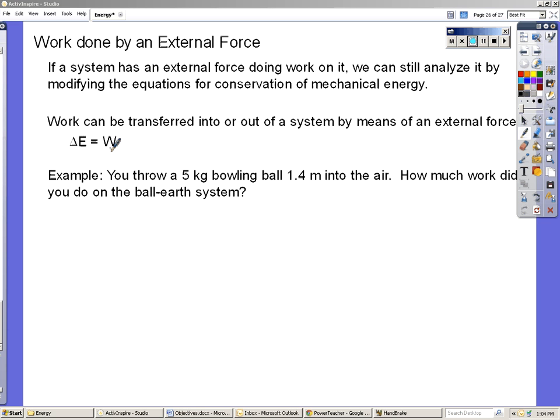So what you're doing, really, is changing the energy of the system. And the change in the energy of the system is the change in the kinetic energy plus the change in the potential energy. Now the change in kinetic energy is zero, because before you throw the ball it's at rest, and when the ball is at the top of its trajectory, its velocity is zero. So delta K is 0. Now delta U, on the other hand, is just mg delta h.